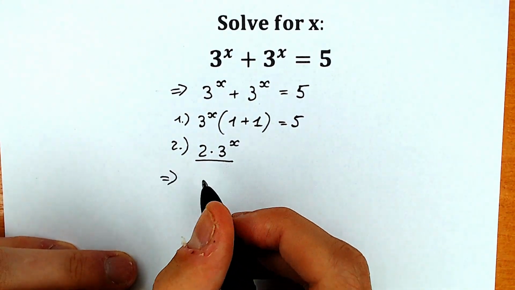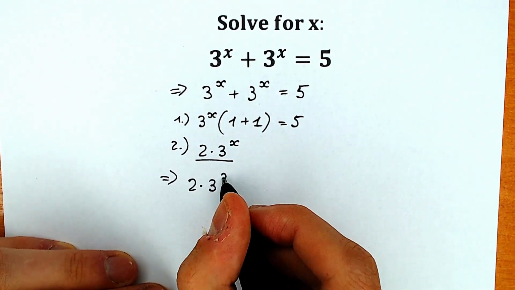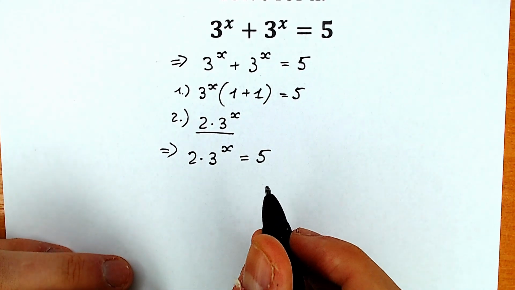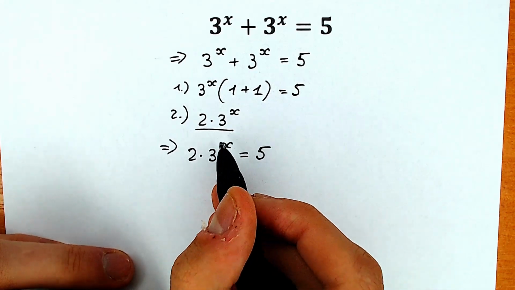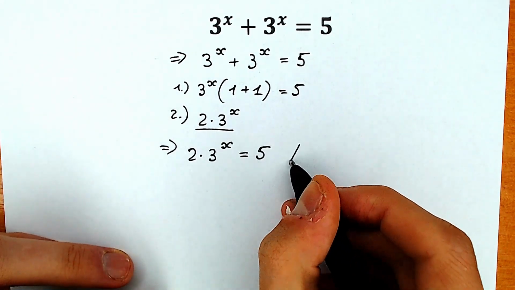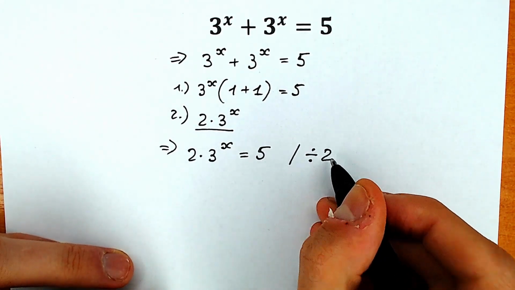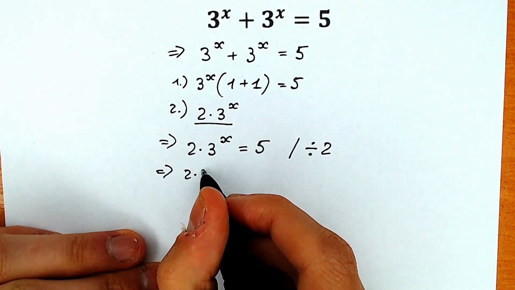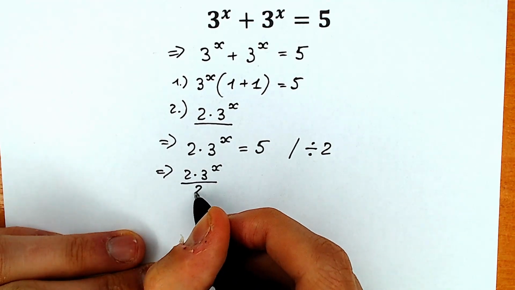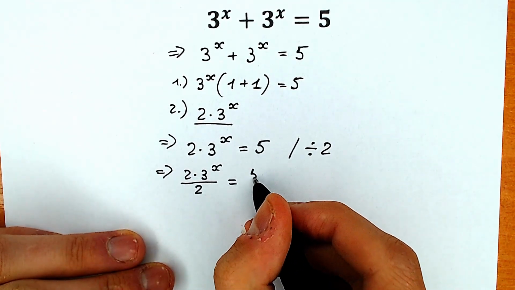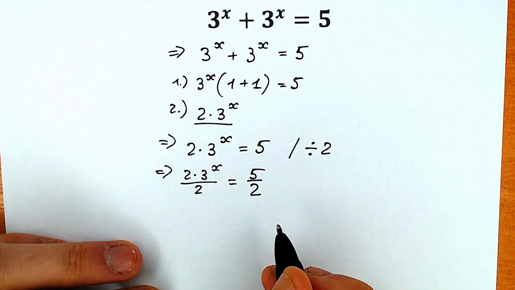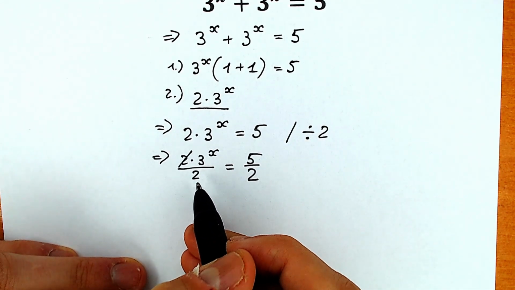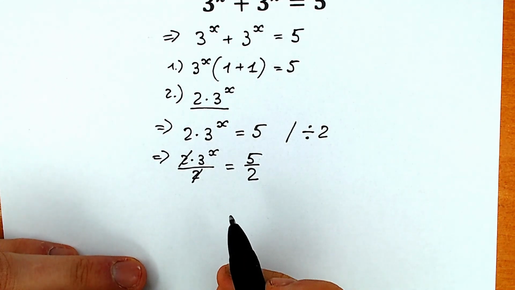All right, so what do we have on the left side? We have 2 times 3 to the power x equals 5. And I hope you see that we can divide both sides by 2. Then we will have only 3 to the x on the left side. When we divide the left-hand side by 2, we can easily cancel our 2, and on the right side we have 2 in the denominator. So we cancel these 2s, and we have only 3 to the power x on the left side.